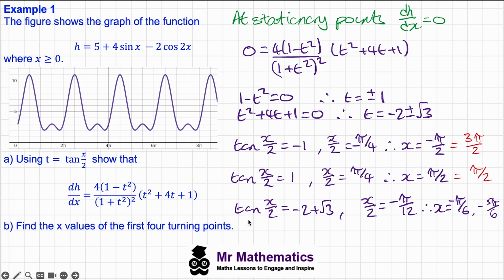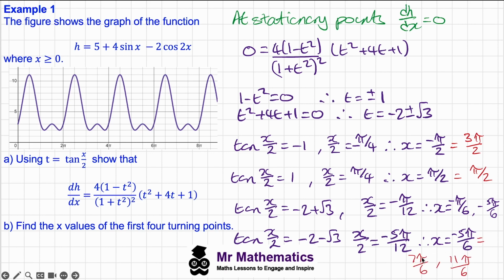So finally, if we now look at tan of x over 2 being negative 2 minus root 3, x over 2 will be negative 5 pi over 12. We can multiply this by 2, so x will be negative 5 pi over 6. And within our range, this will give us 7 pi over 6 and 11 pi over 6. So here, we'll have pi over 2, 7 pi over 6, 3 pi over 2, and 11 pi over 6.